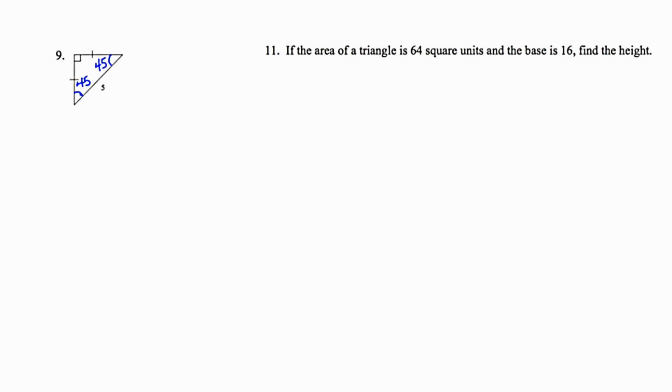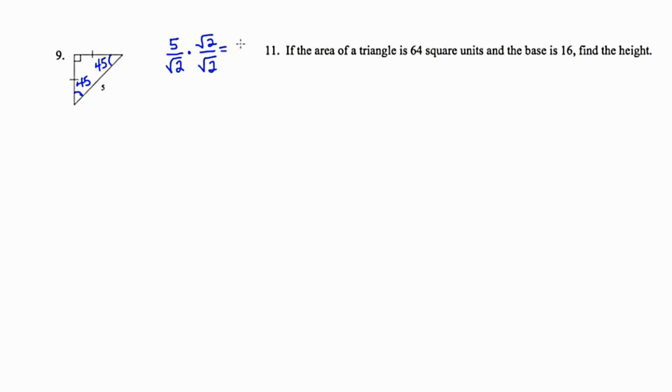Now, if we're in the land of 45, 45, 90 right triangles, and I'm given the hypotenuse, I can find the leg by dividing by root 2. So I'm going to start with my 5, the hypotenuse, and I'm going to divide by root 2. I'm going to rationalize the denominator, r to the d, by multiplying by root 2 over root 2.